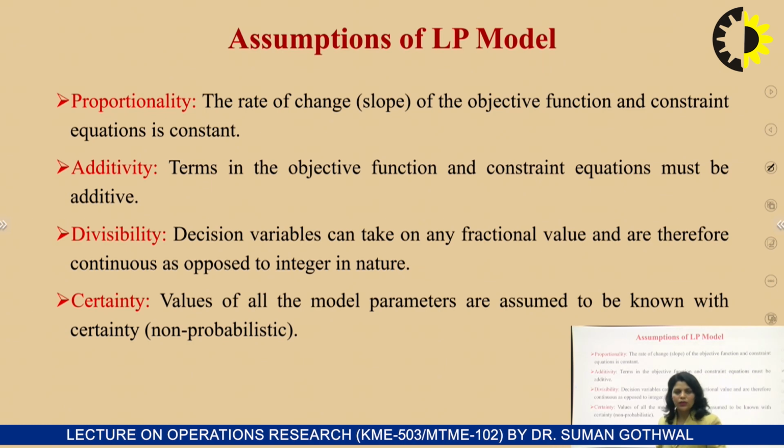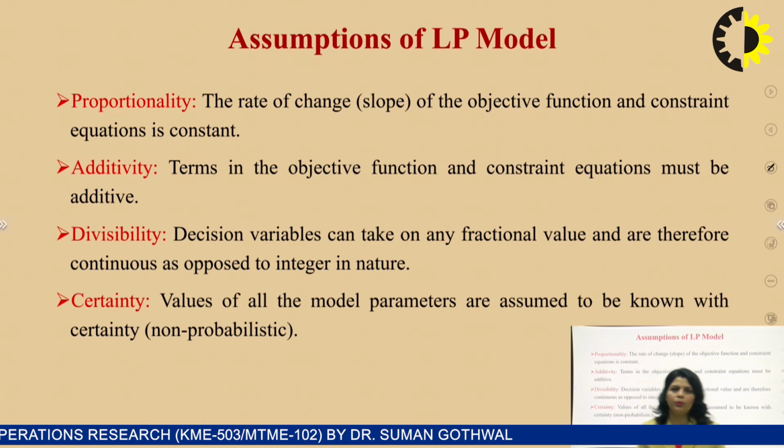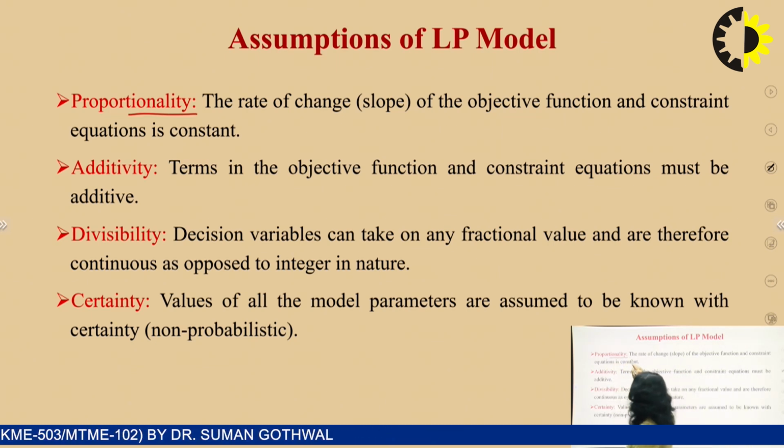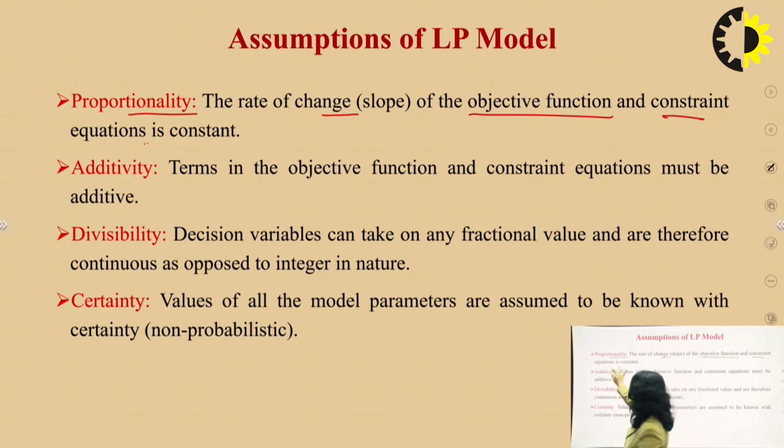After that, we come to the assumptions that are made during the formulation of the LP model. The first one is proportionality. Proportionality is basically that the rate of change of the objective function and the constraint equations is constant. The first assumption made during the LP model is that the rate of change of the objective function and the constraint equation will be constant.